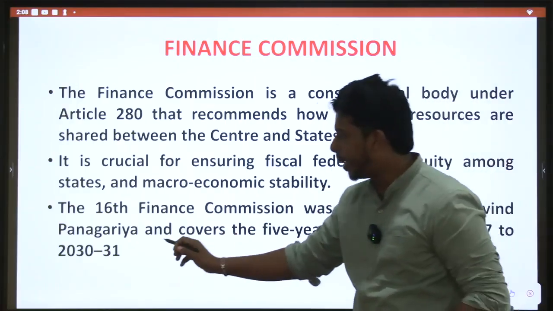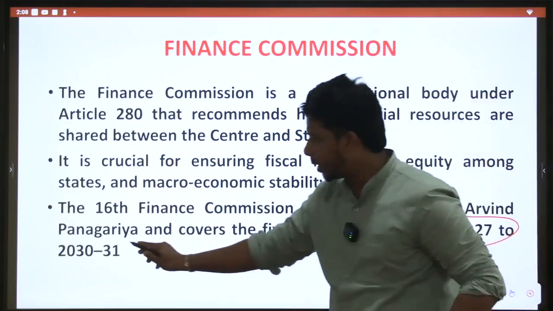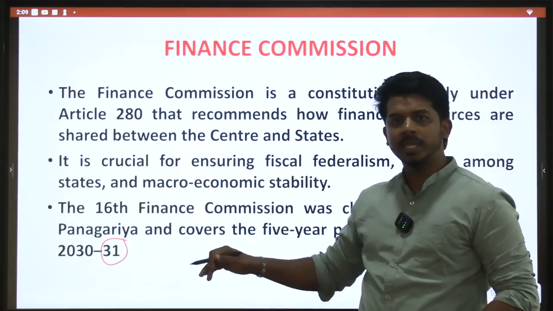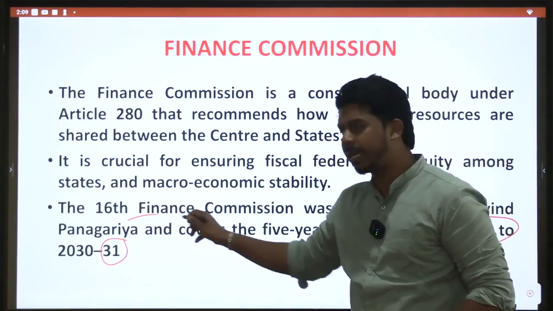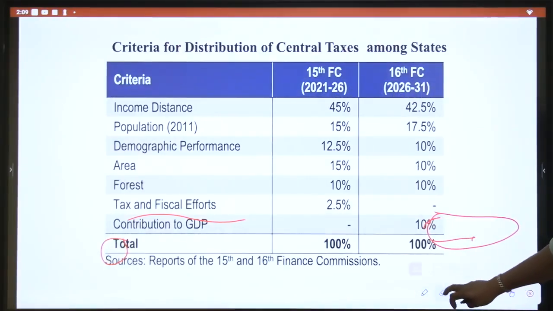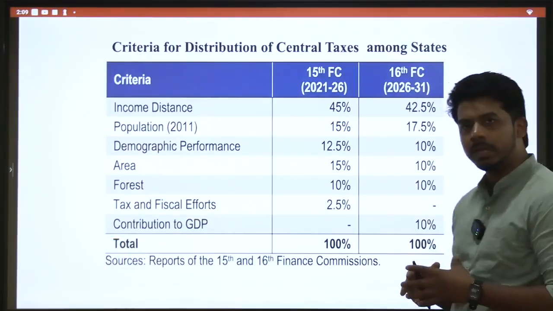Who is the chairman? The period of the 16th Finance Commission is from April 2026, the upcoming April, till March 2031. For these 5 financial years, the 16th Finance Commission has given its recommendations. The government may accept some, may not accept some. It is completely recommendatory, not binding on the government.